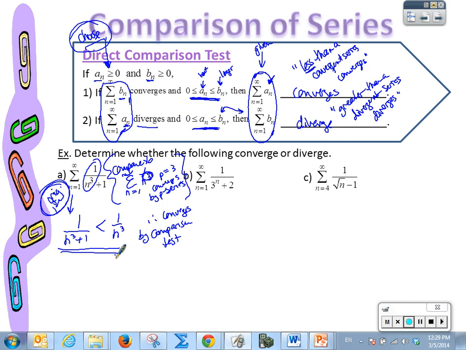Okay? All right, let's take a look at our next one. What I do is circle the largest terms, the top and the bottom. That's what I focus on. So we're going to compare to this series.